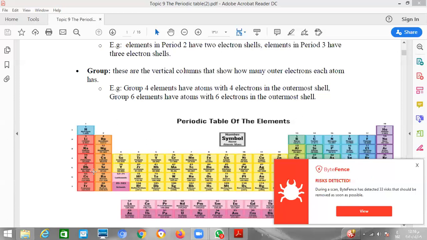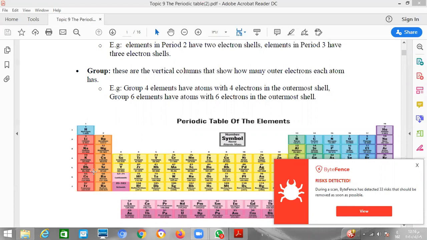2, 8, 1. How many electrons are in the outermost shell? One. So it's in group number 1. What does it mean? The number of electrons in the outermost shell indicates the group number. Okay, let's talk about calcium.